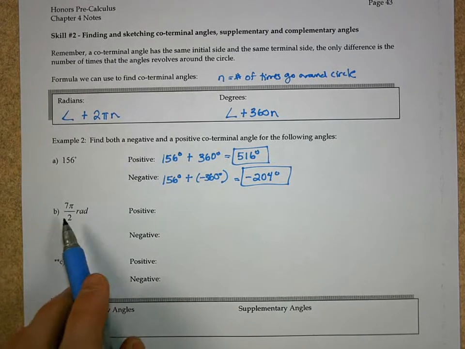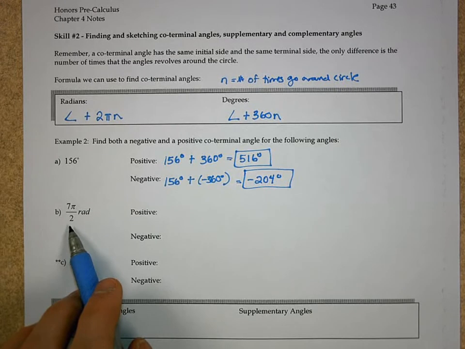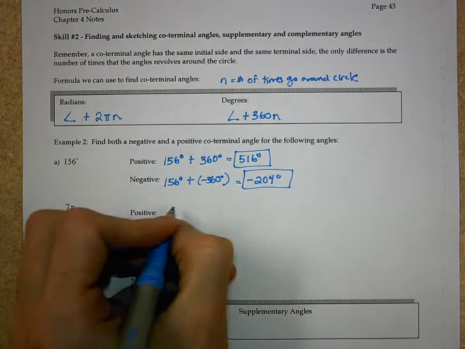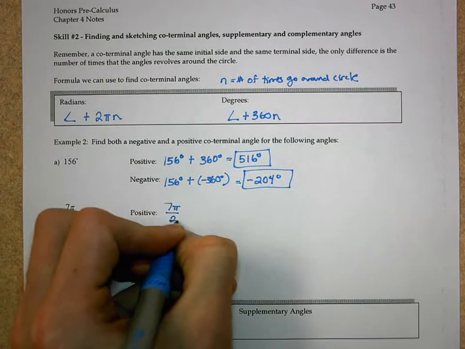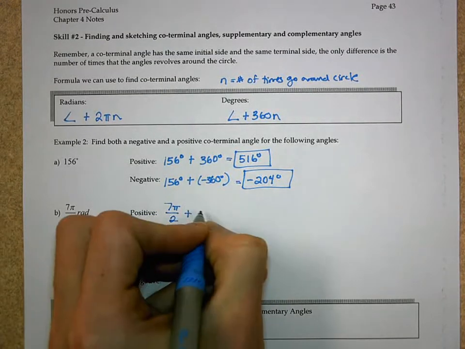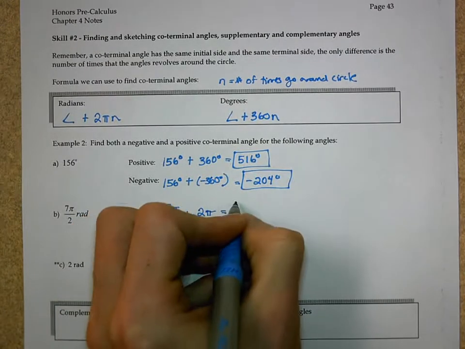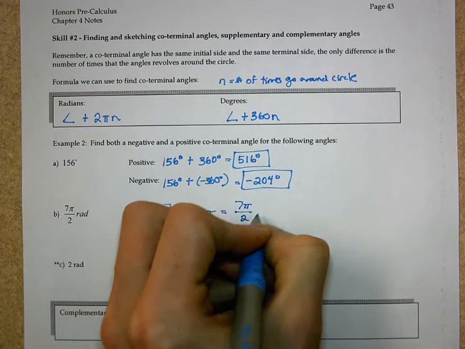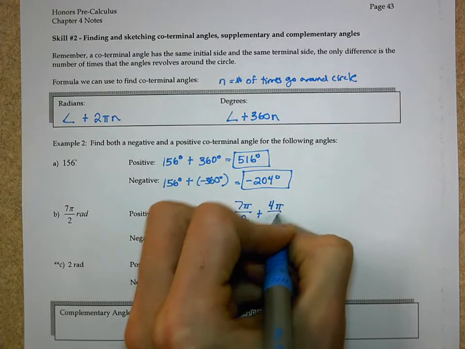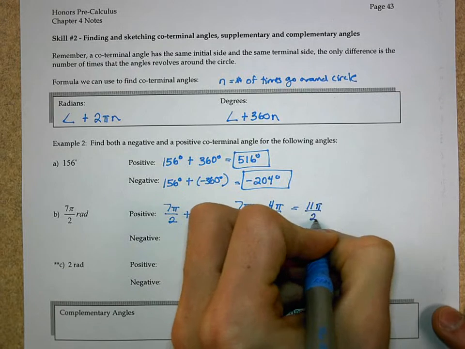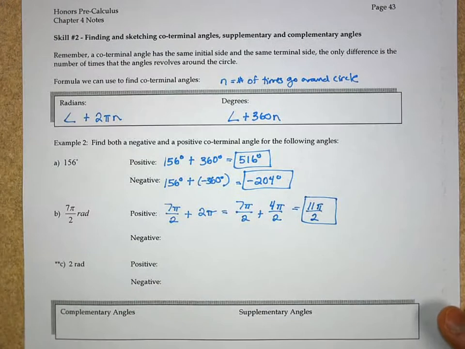So the second example here, 7 pi over 2 radians. I want to find a coterminal positive angle. So 7 pi over 2, and we'll add 2 pi to this. And since I've got fractions, I'll find a common denominator, 4 pi over 2, which is then going to give me 11 pi over 2.